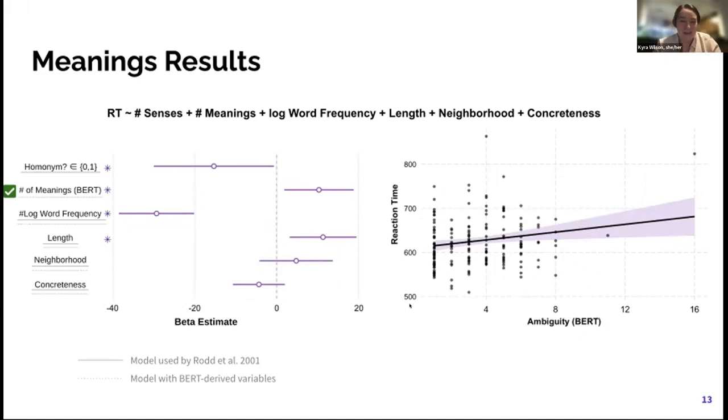However, when we tried to replicate their findings using their own variables, we found the opposite result, where meanings were facilitatory. So we don't really have an explanation for why the original results, when we tried to replicate them using the variables that the original authors used, didn't replicate, but our derived variables follow the reported patterns. So that's what we're interested in for now in this experiment.